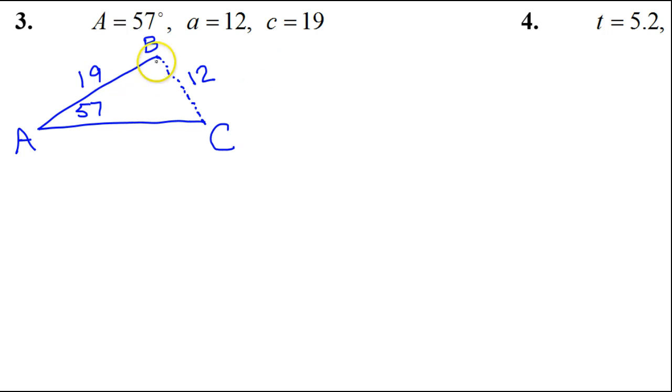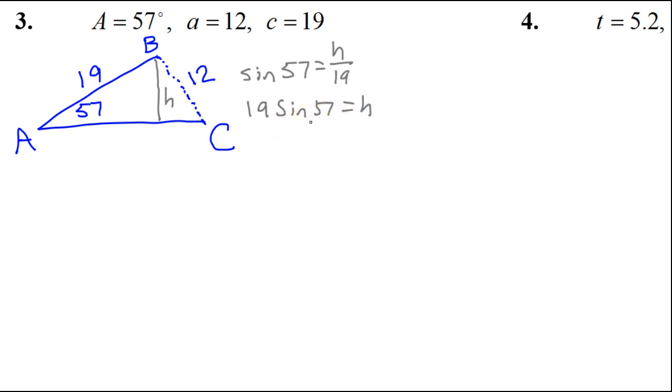Okay, so to figure that out, I'm going to think about the height of this triangle, all right? What's the height of this thing? So this is going to be the sine of 57, all right? So I'm going to say the sine of 57 is equal to opposite over hypotenuse. So that should be h over 19. So that means 19 times the sine of 57 is equal to the height.